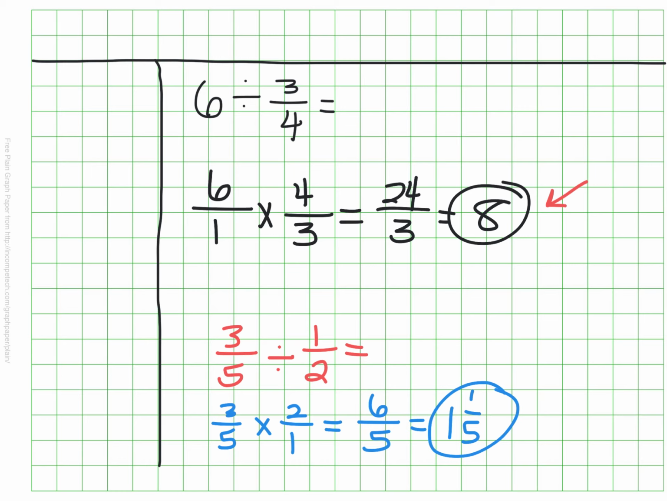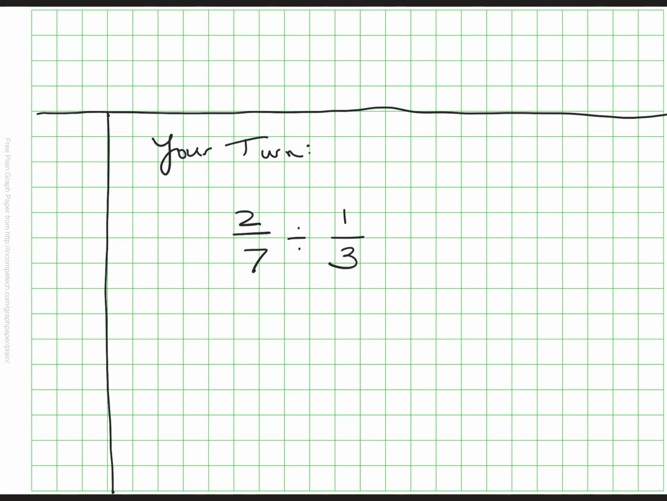How'd you do? I found out that 1 1/5 halves fit into 3/5. So 3/5 divided by 1/2 is 1 1/5. For your turn, go ahead and solve 2/7 divided by 1/3. Use the algorithm and do your best to solve this one. Remember, the essential question was, what rule can we use to divide fractions? And of course, we will practice this more in class together.